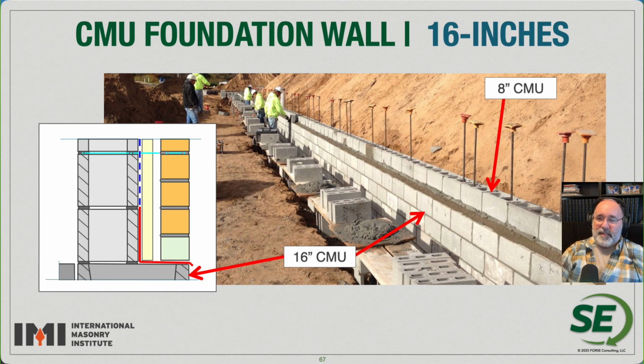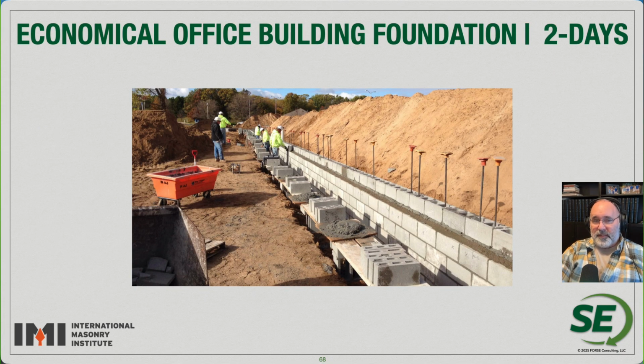But again, using the 16-inch masonry and having, say, 8-inch masonry with the standard cavity wall construction above is going to be a very good and economical way to do the design. And it also saves a lot of time in the overall construction process, as you can see from some of the cost and time comparison slides that we had in here before.